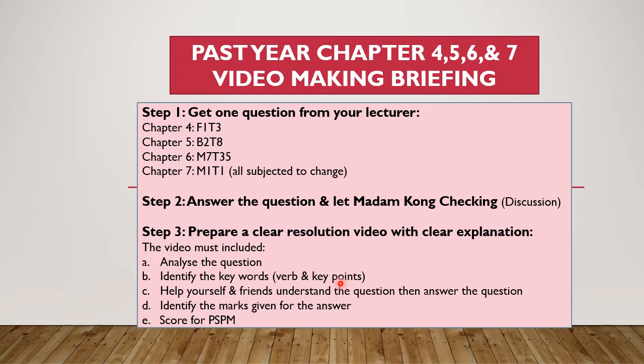You just follow. You have to box the word and then underline the key point or keywords. Help yourself and your friends understand the question, then answer the question. Identify the marks given for the answer. For example, each question will allocate maybe 5, 7, or 20 marks. So how to get the 5 marks? You have to state clearly.